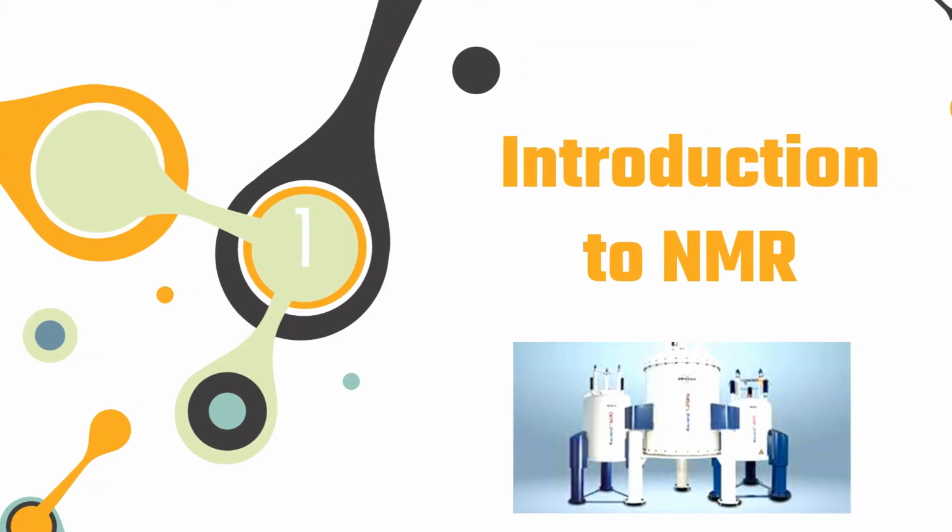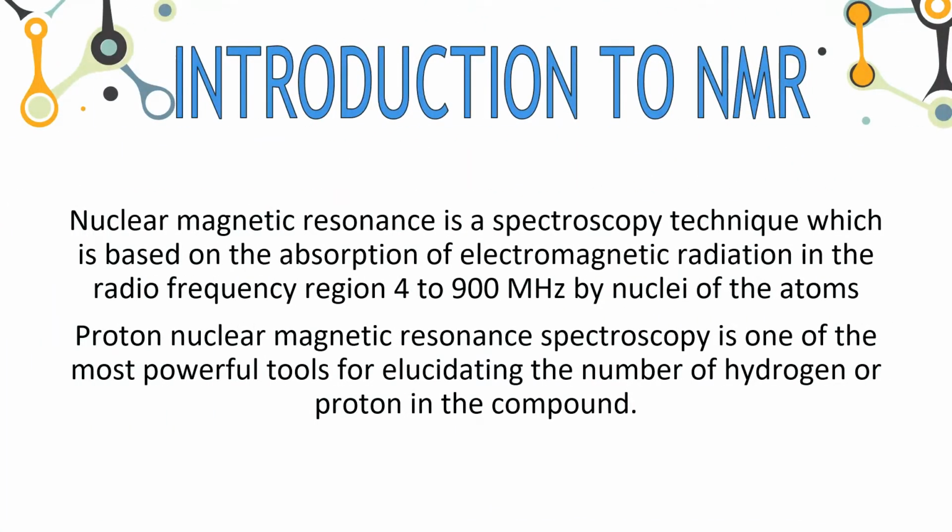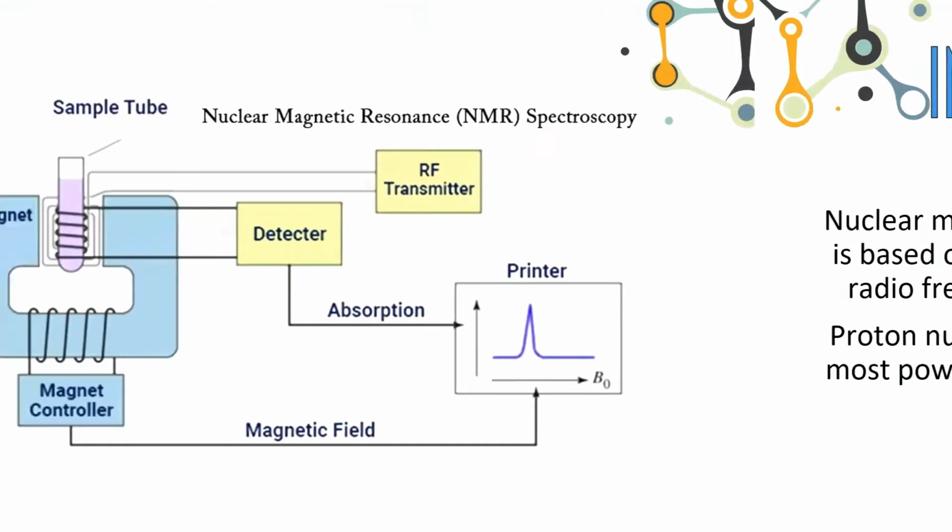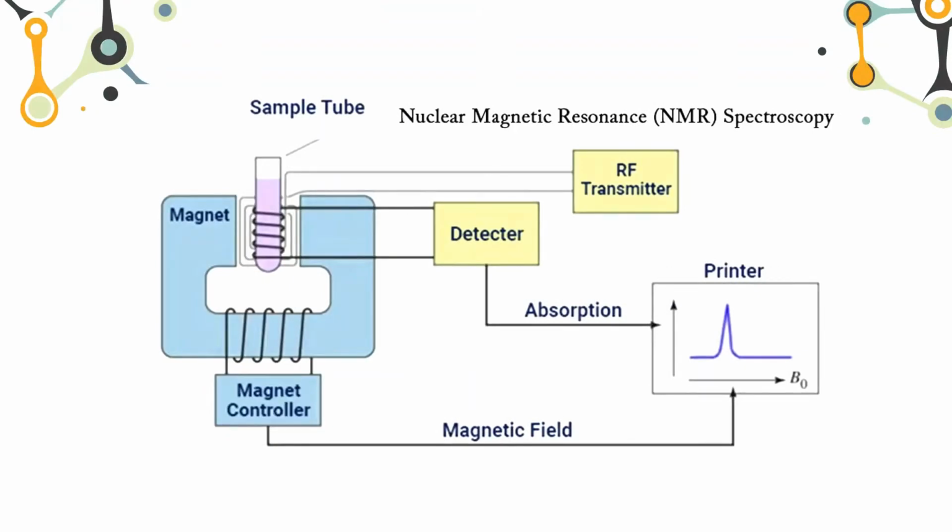Introduction to NMR. Nuclear magnetic resonance is a spectroscopy technique which is based on the absorption of electromagnetic radiation in the radio frequency region, 4 to 900 MHz, by nuclei of the atoms. Proton nuclear magnetic resonance spectroscopy is one of the most powerful tools for elucidating the number of hydrogen or proton in the compound. So this is the instrumentation. It has a detector, RF transmitter, main controller and printer.